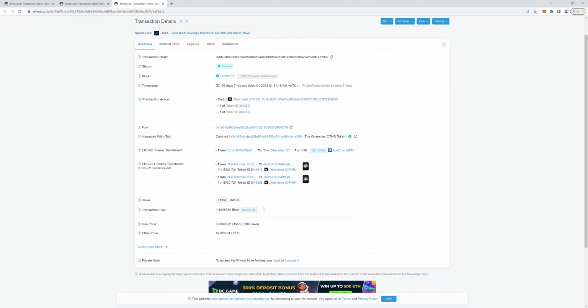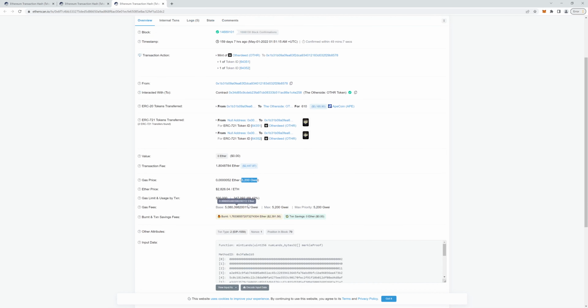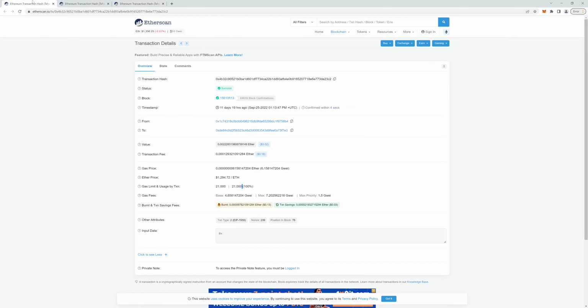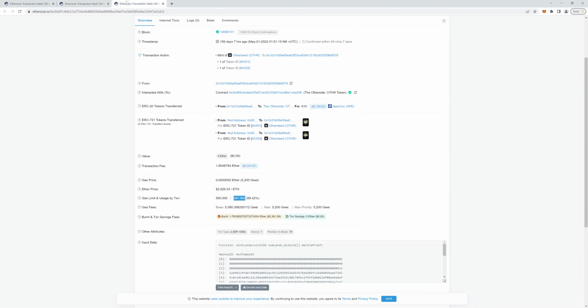And you can see here that the gas price is 5,200 Gwei. But the actual gas usage is only 347,000. I say only because compare it to this sweeping transaction here. This took 1.07 million. So this trip is less than half.